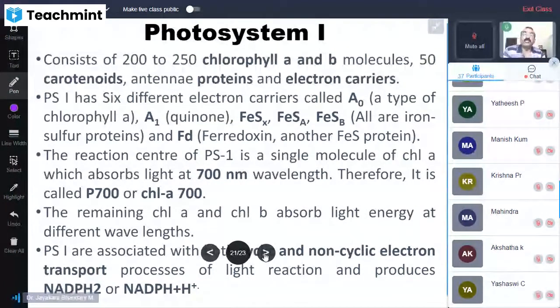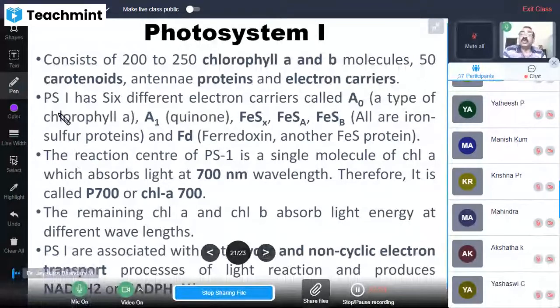Okay, but for the timing, remember there are special materials called electron carriers. They play a very important role in transferring electrons from chlorophyll A to ATP, chlorophyll A to NADPH, etc. So this part we shall discuss later. Now photosystem 1 has about 6 different electron carriers. These are called as A0. So this is again a type of chlorophyll A molecule.